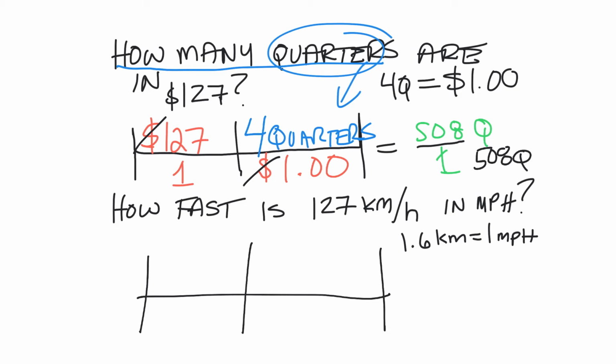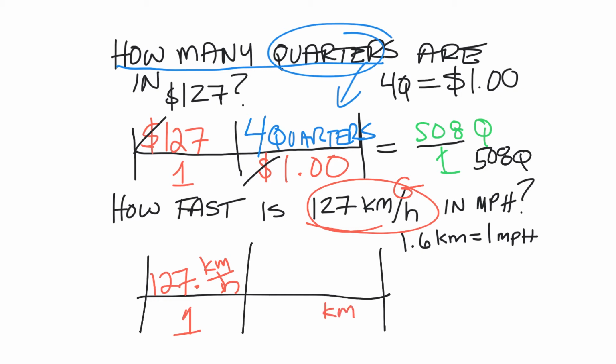How fast is 125 kilometers per hour in miles per hour? So what am I given? This is what I'm given. So that goes right here. So let's just put that down here. And then that's km per h, and that goes over 1. Now, before we move on, I'm going to put km per h here.